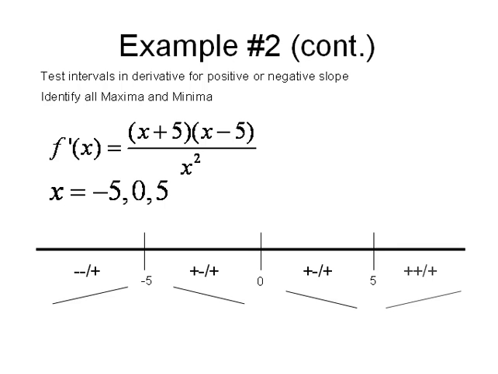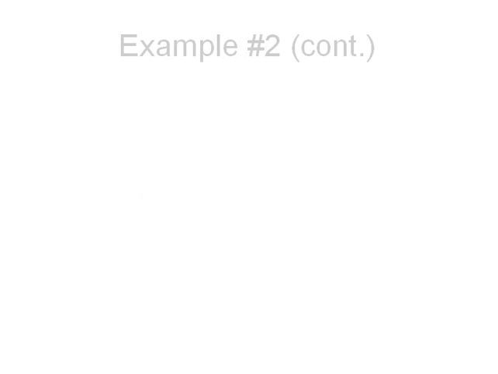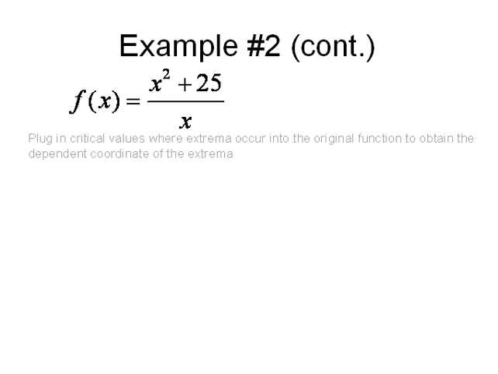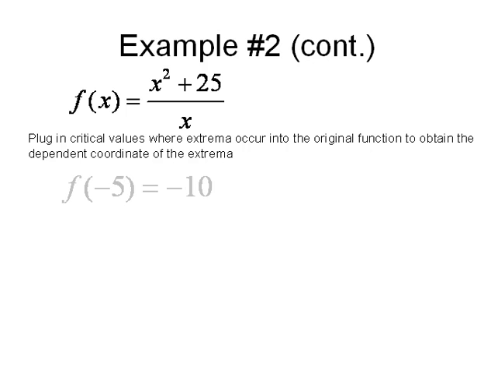Our rules for extrema show that a minimum occurs at 5 and a maximum occurs at negative 5. Nothing occurs at 0. Plug in critical values where extrema occur into the original function to obtain the coordinate of extrema. F of negative 5 is negative 10. F of 5 is 10.